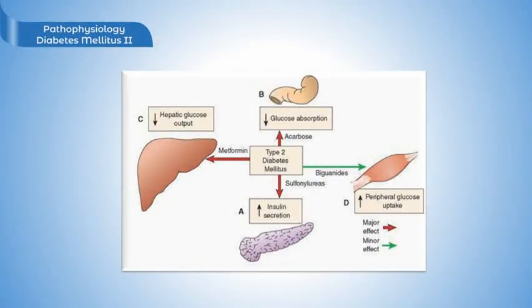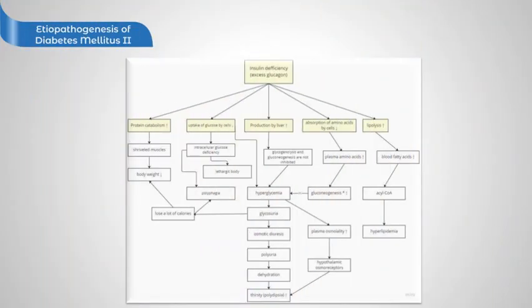Okay, this is the pathophysiology of diabetes mellitus type 2. There are major effects and minor effects. And this is for acarbose, glucose absorption will be decreased. For metformin, hepatic glucose output will be decreased. Sulfonylureas, insulin secretion will be increased. Biguanide will increase peripheral glucose uptake.